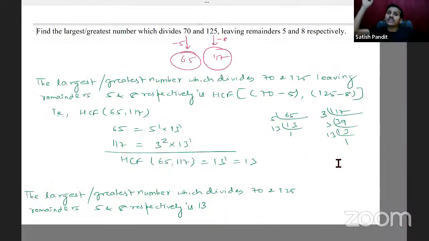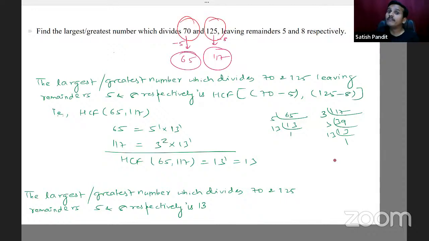Find the largest or the greatest number which divides 70 and 125, leaving remainders 5 and 8 respectively. Yes, this is very important. Now here, we have to find the largest or greatest number. Whenever we have to find the largest or greatest number, it is HCF. But in this question, they're saying leaving remainders 5 and 8. That means when you divide 70, you will get remainder 5, and if you divide 125, you'll get remainder 8.